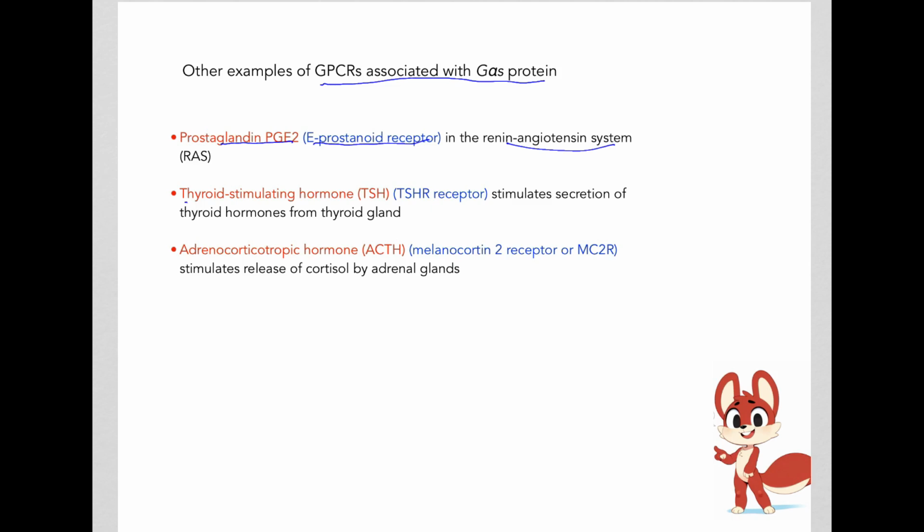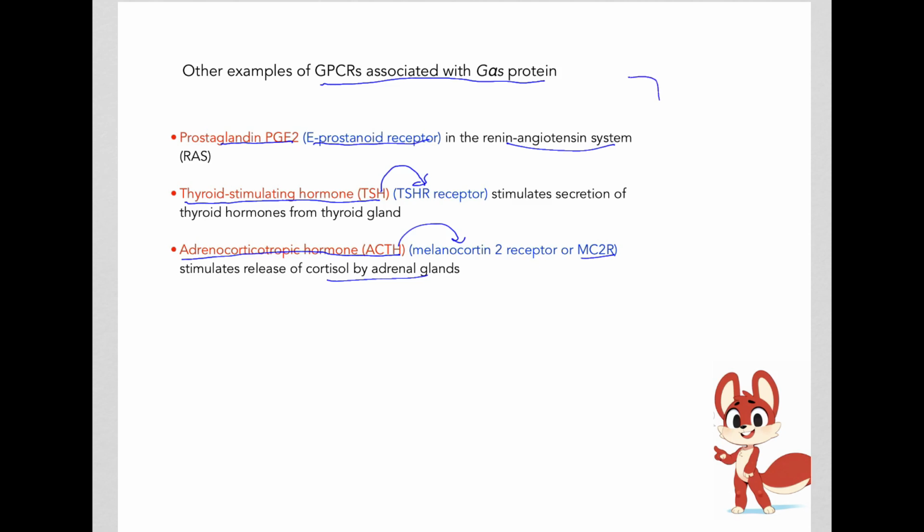Then we have thyroid-stimulating hormone, TSH, which is a signal that binds the TSH receptor. Then we have the hormone ACTH, which is a signal that binds melanocortin 2 receptors, or MC2R receptors. This results in a release of cortisol by the adrenal glands.